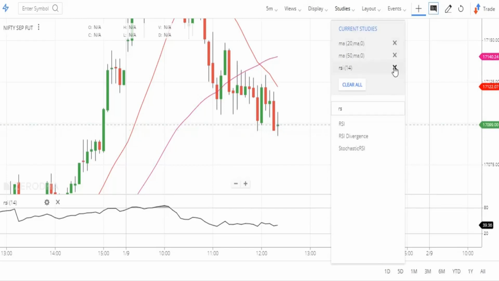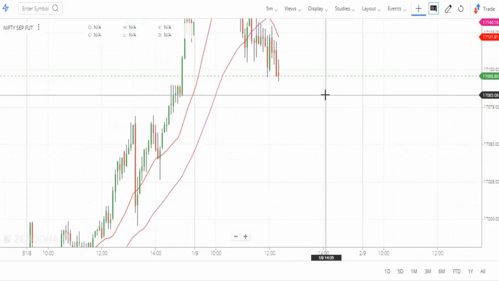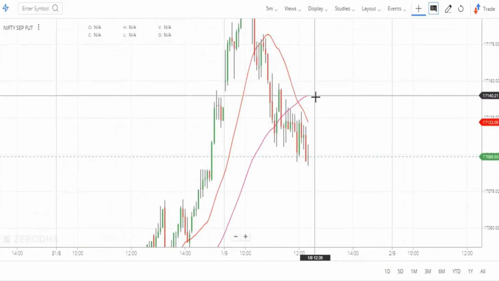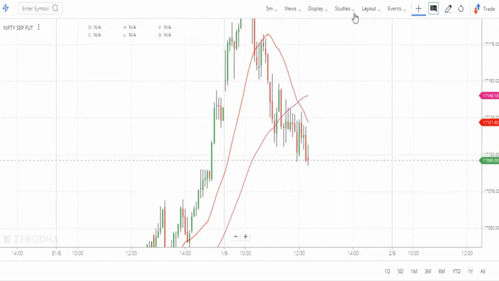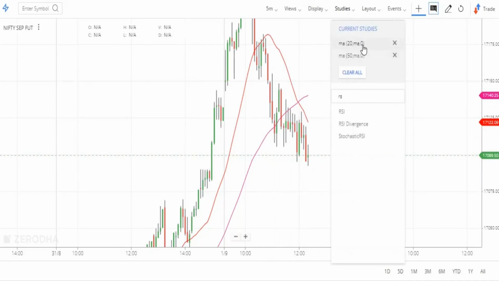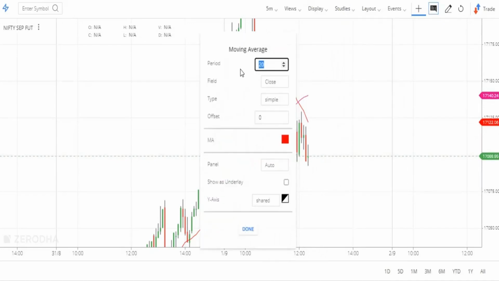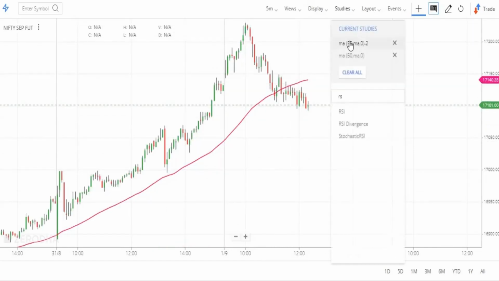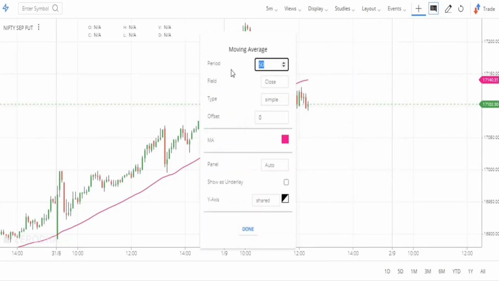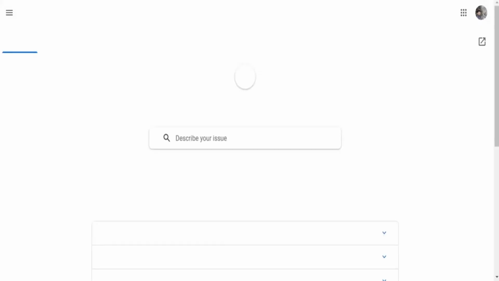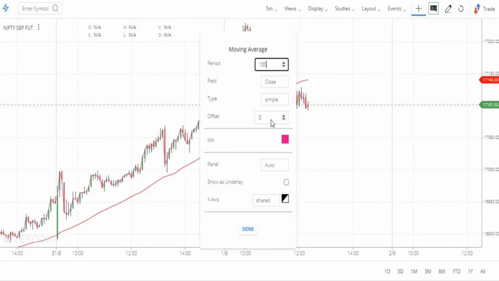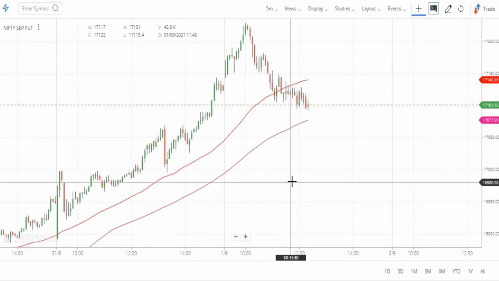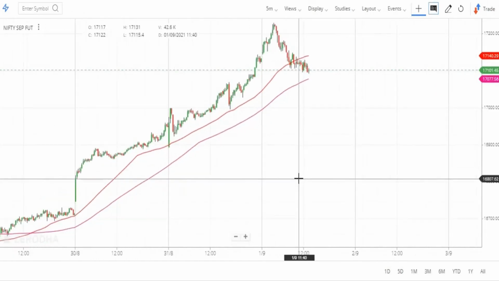So I hope you have understood this moving average concept, and then we have moving average crossover. So you can play with multiple levels over here, like you can change the fast from 20 to let's say 50, and then the slow moving average from 50 to 100, or anything that you like. So you can play around with these levels to see how the market is doing.